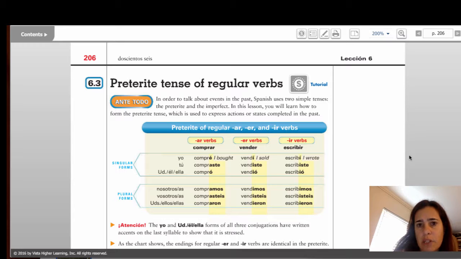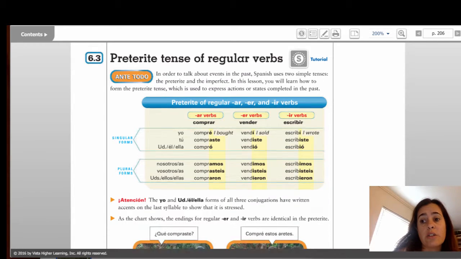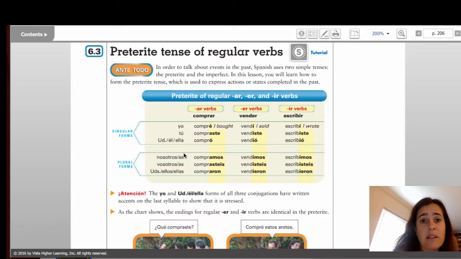And to talk about these points in the past, you're going to use a conjugation. So you're going to do the same thing you do with the present tense, but with different endings, and those endings are going to mean that you're talking in the past. So for the verb comprar, for the AR verbs, you're going to add the endings marked in yellow, and this is going to mean I bought, you bought, he bought, we bought, they bought, you guys bought, they bought.